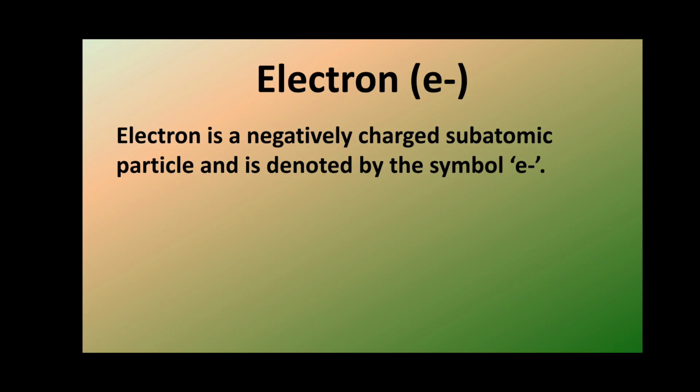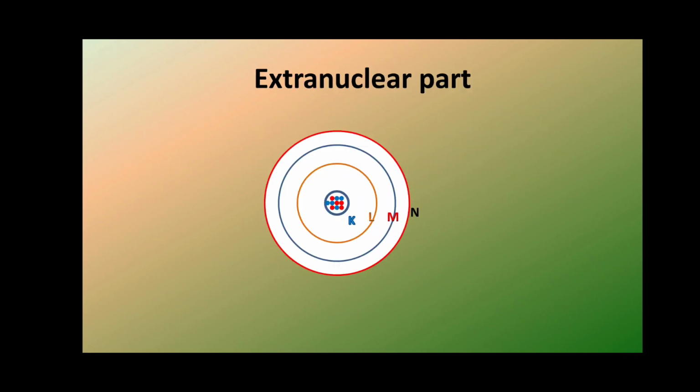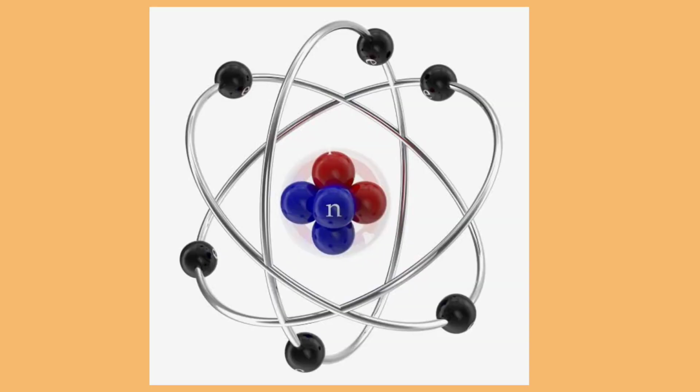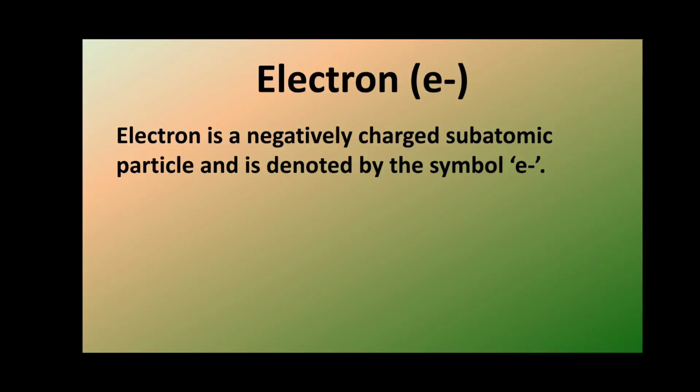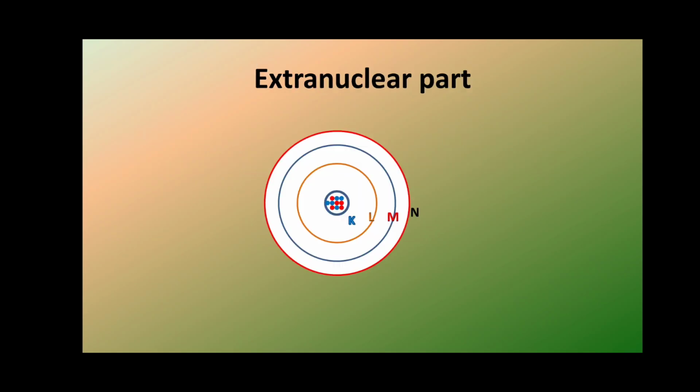Electrons are present in the extranuclear part. They revolve in discrete orbits around the nucleus, and since the orbits are three-dimensional in nature, the term shell is used instead of orbit. The energy of an electron is determined by the shell in which that electron is present.